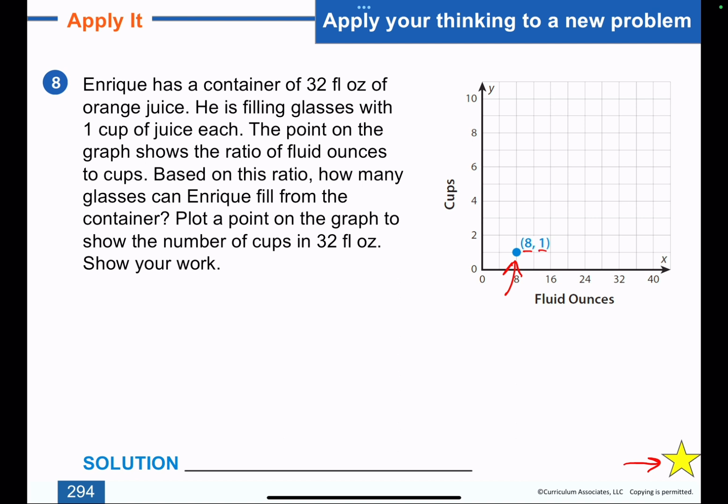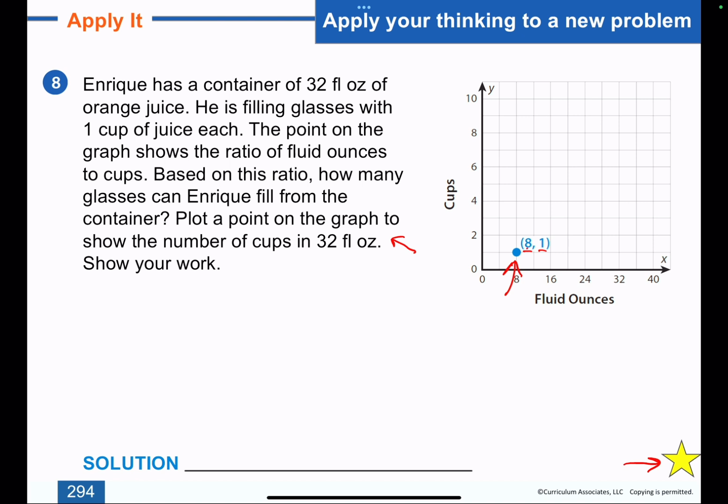Based on this ratio, how many glasses can Enrique fill from the container? Now, this problem wants us to specifically use the table. We could use the multiplication method as well with our ordered pairs, but remember that we also need to be able to use an ordered pair and a graph, a coordinate plane, to show this, right? So we could actually continue this ratio.